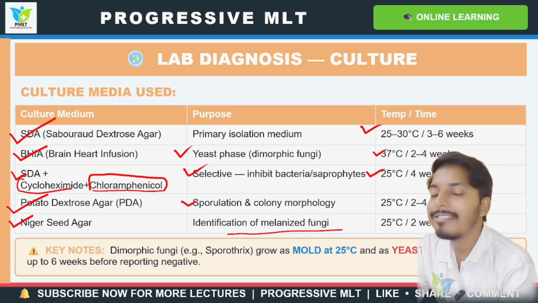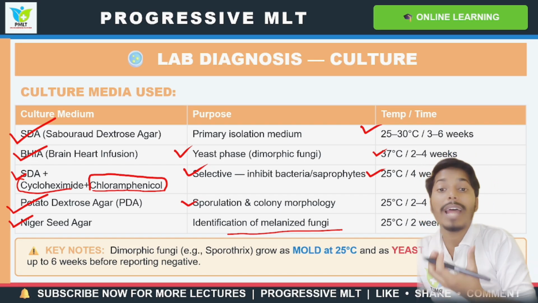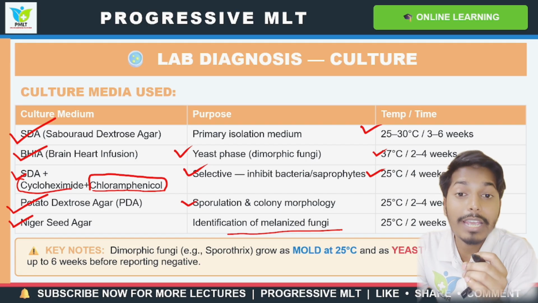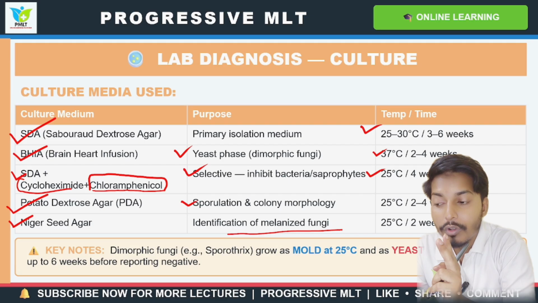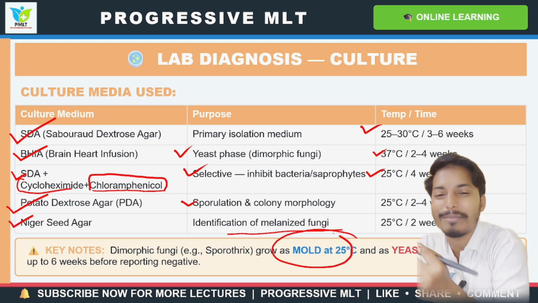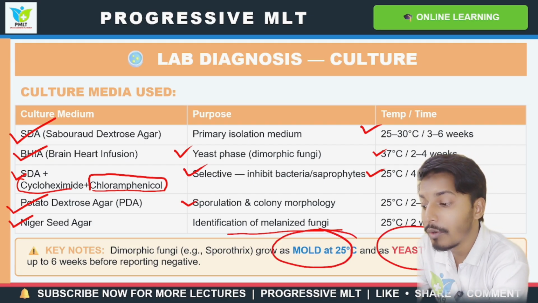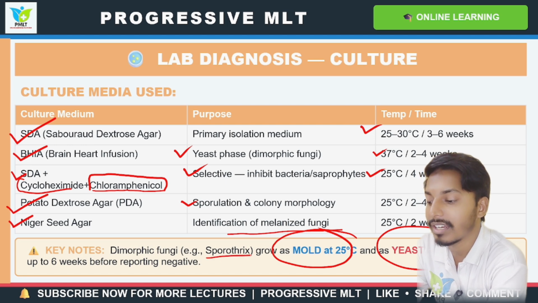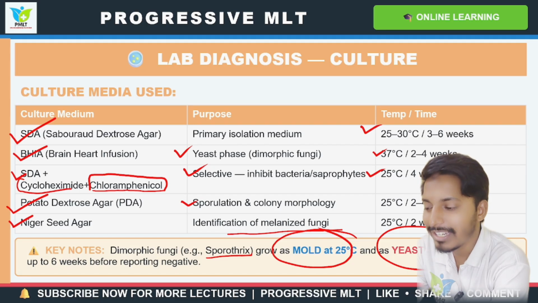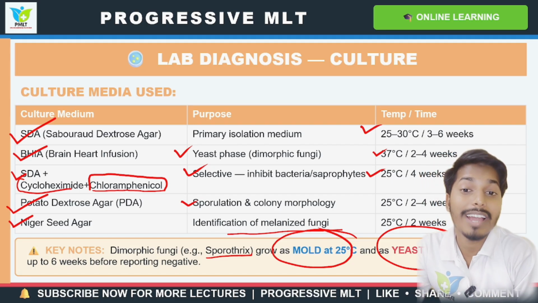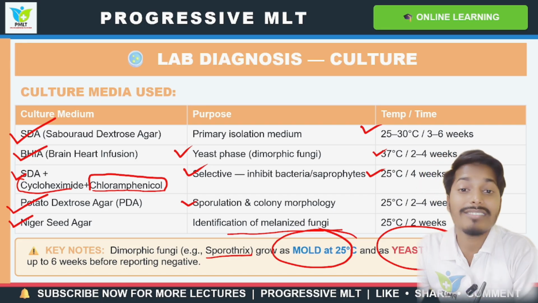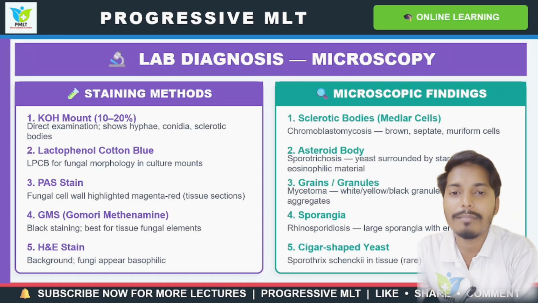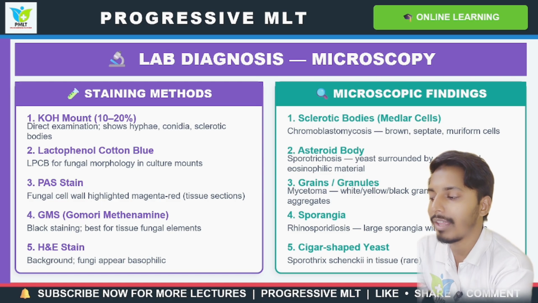Getting my point? Here is an interesting thing. Some dimorphic fungi are present. Dimorphic fungi basically have two states. One state is yeast and another state is mold. Yeast you will find at 37 degrees centigrade, and the mold state at 25 degrees centigrade. Please keep in mind that one dimorphic fungus is Sporothrix. Got it? Dimorphic fungi always have two states: at 25 degrees centigrade, that is the mold, and at 37 degrees centigrade, that is the yeast. Please keep that in mind. That's all about the culture media.